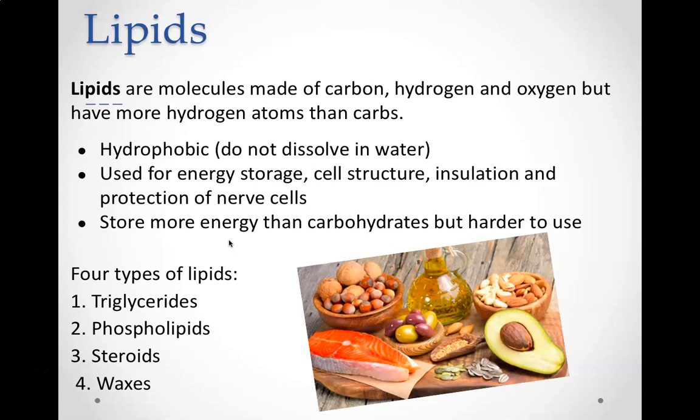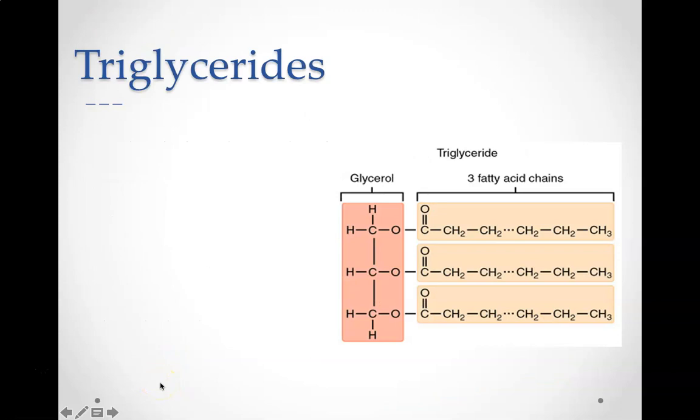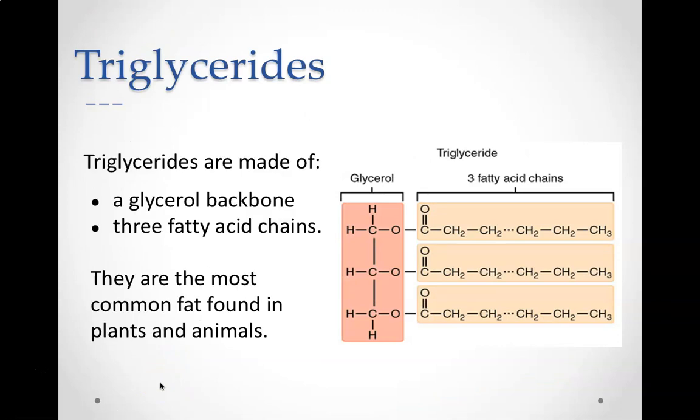If you think back to carbs, where we were talking about switching back and forth between glycogen and glucose, that process can happen pretty easily. Whereas for lipids, it's a little bit harder. There's more of a process that needs to happen to be able to use them for energy. So we've got 4 types of lipids that we're going to talk about. The first is triglycerides, then phospholipids, steroids, and waxes. We'll start with triglycerides.